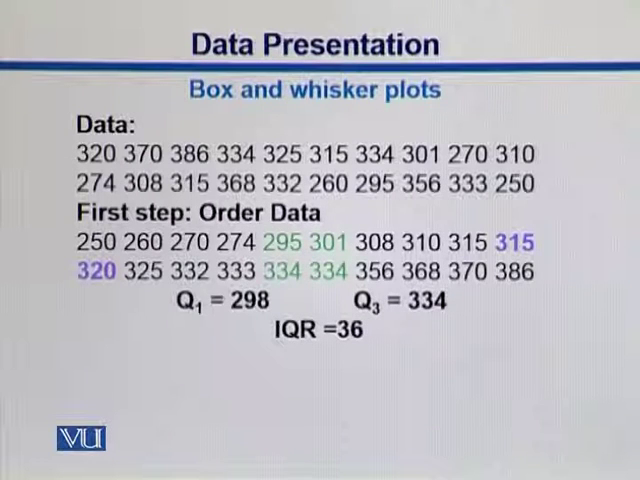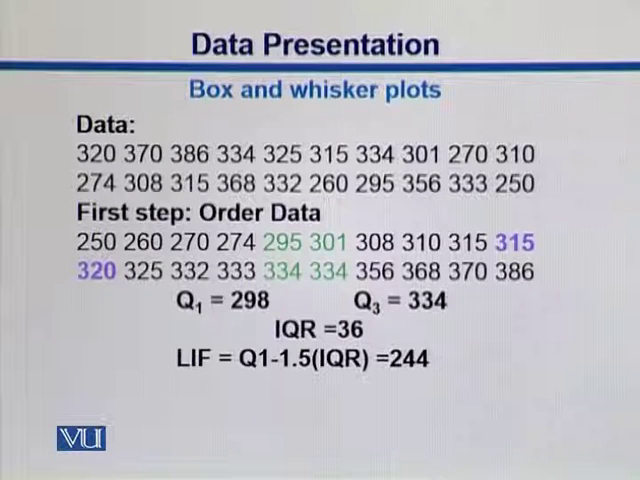The interquartile range is achieved by taking Q3 and subtracting Q1 from it. So it is Q3 minus Q1, which is 334 minus 298, which is 36. Then we define some things which we call fences. LIF is the lower inner fence. It is defined as Q1 minus 1.5 times IQR.